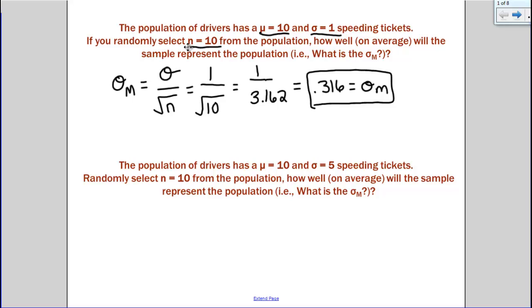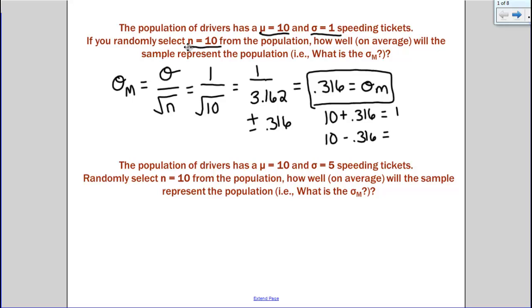So what this tells us is with a sample of 10 drivers from a population with a standard deviation of 1, we would expect our estimate of the population mean of speeding tickets based on the sample to be off on average by plus or minus 0.316 speeding tickets. So if you think about it, if we look at our mean, so 10 plus 0.316, and then remember plus or minus 1 standard error from the mean, so 10 minus 0.316.